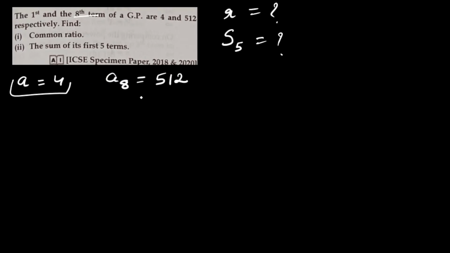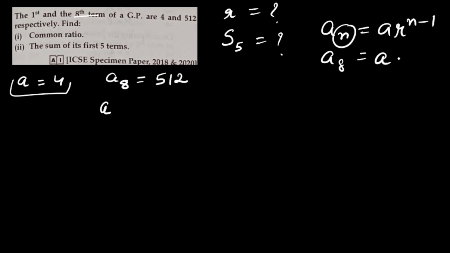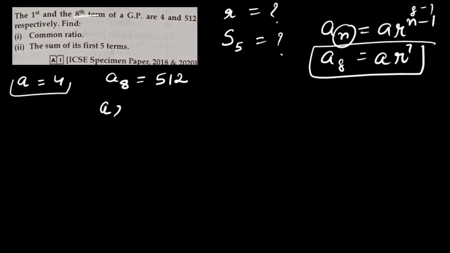A's value is given to us, we can make use of this, and A8's formula we can write. The formula is: An is equal to A into R to the power n minus 1. If we replace n by 8, the formula of A8 is A into R to the power 8 minus 1. 8 minus 1 is 7, so A into R to the power 7 is 512. The value of A is 4, so 4 into R to the power 7 is 512.